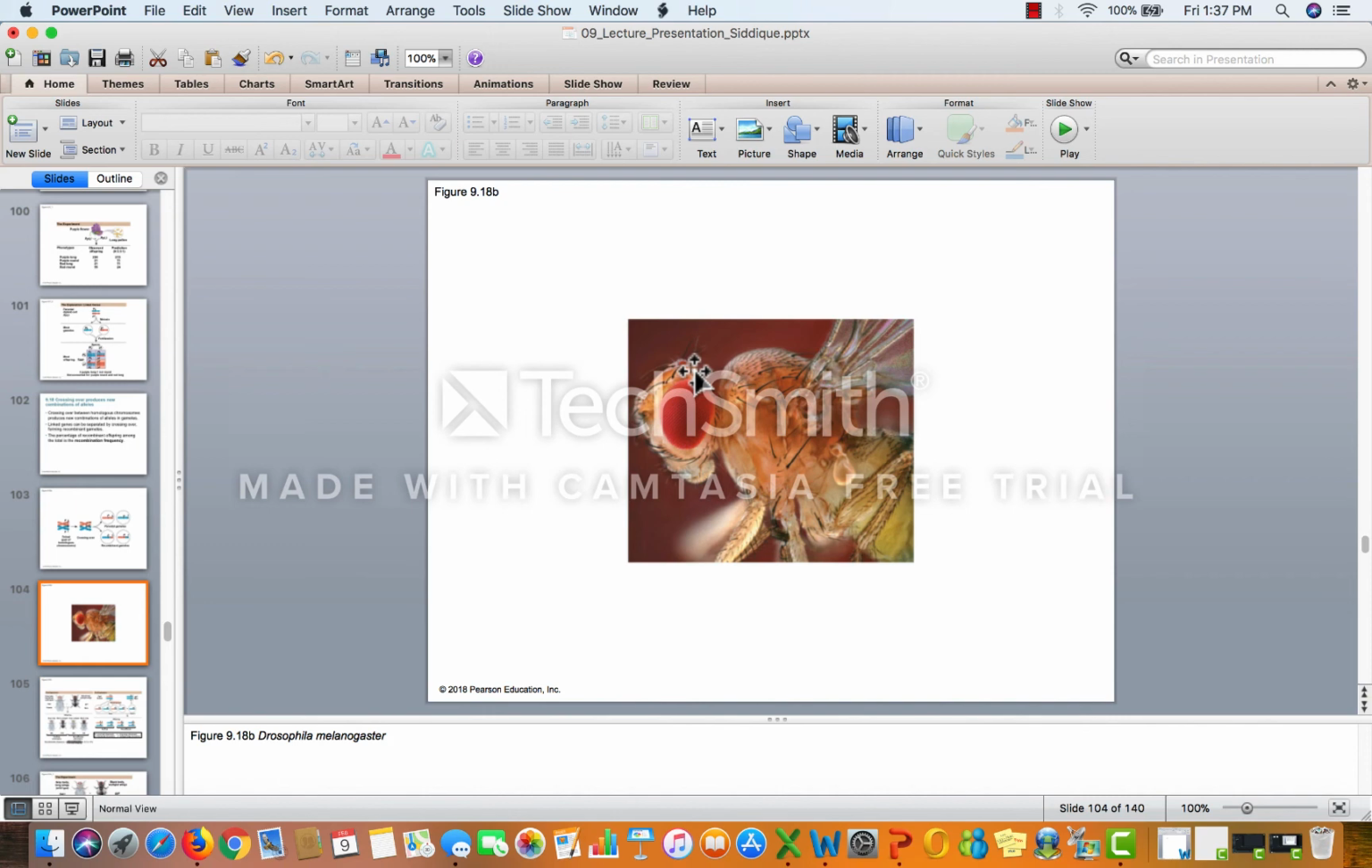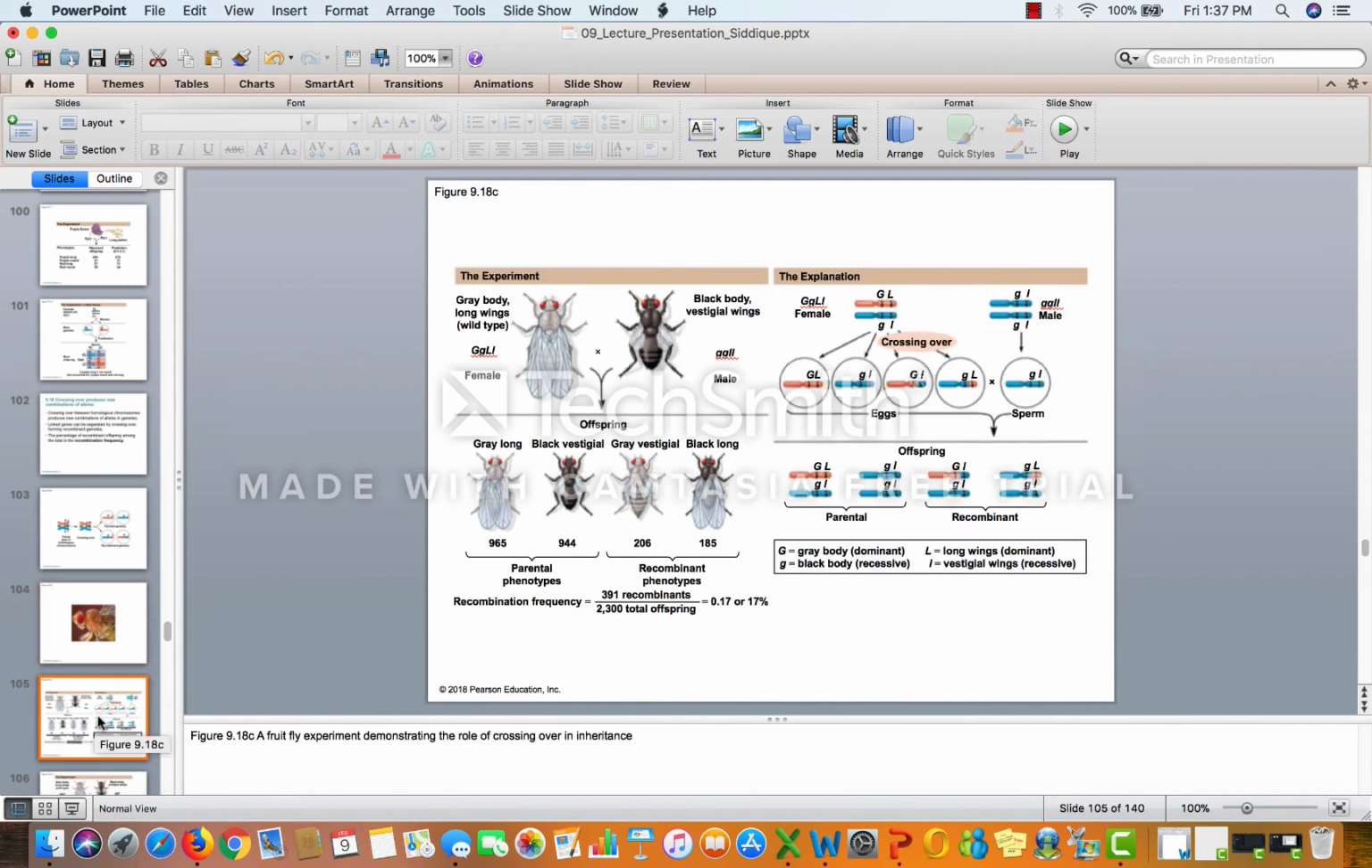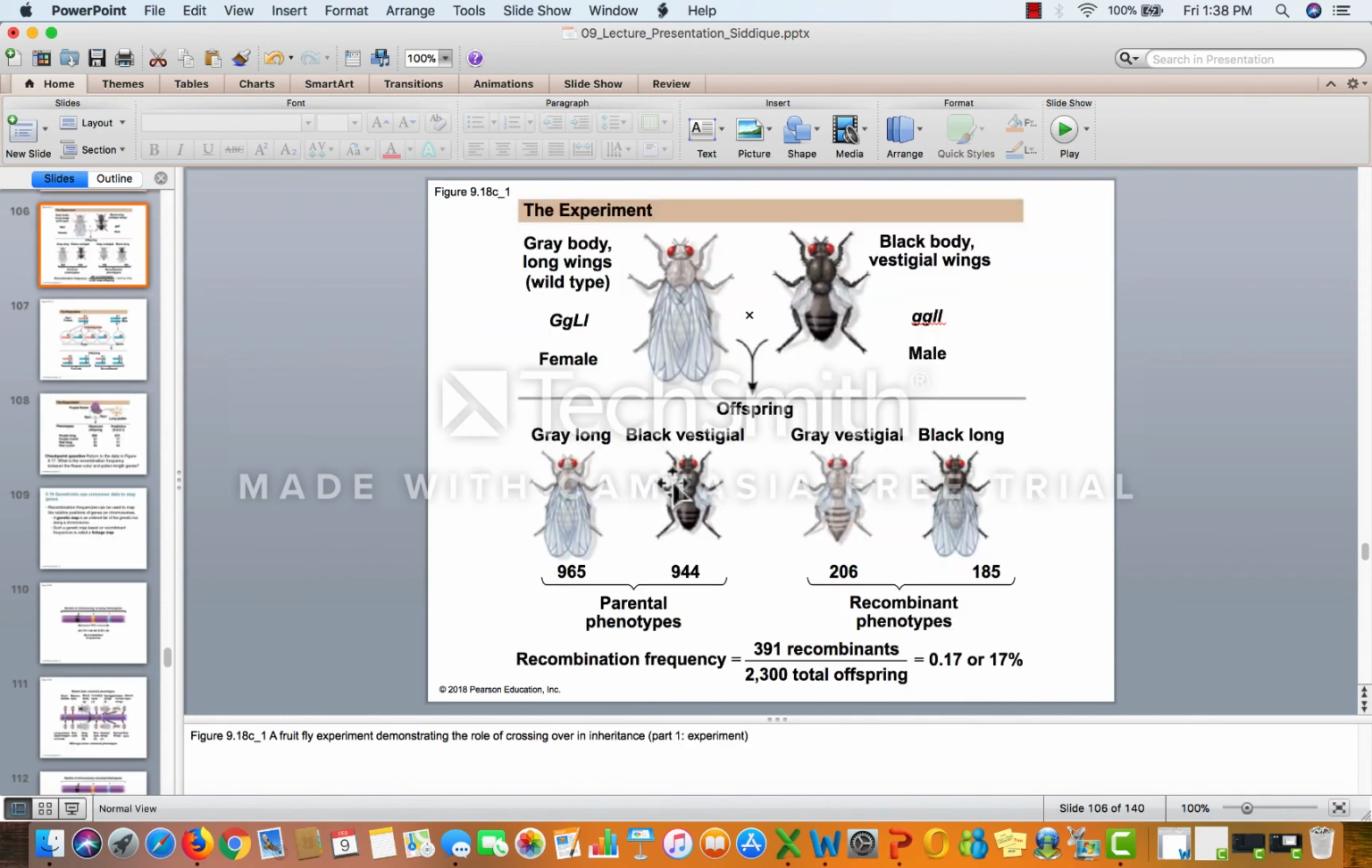So you see Drosophila melanogaster. We always study this. Its genome is very small in terms of genetic sequence. We know most of what we know from studying Drosophila melanogaster, the fruit fly. You probably studied this in high school. Let's say we have a gray body with long wings crossed with a black body with vestigial short wings. If offspring are created, there's a 17% recombination frequency. This is the role of crossing over in inheritance.